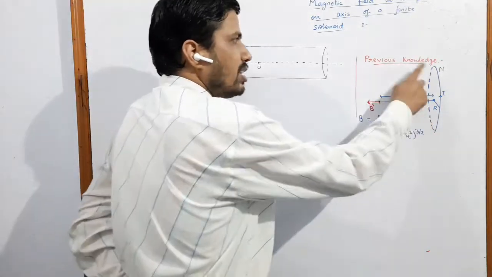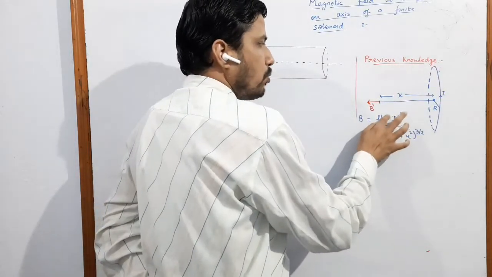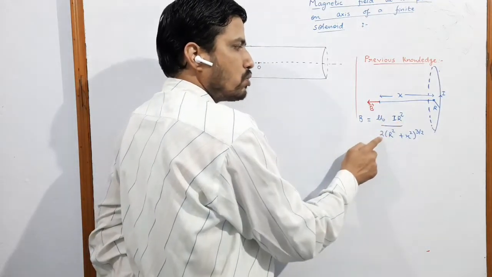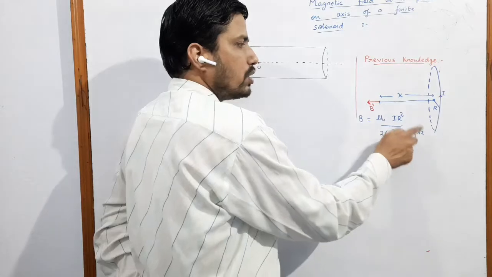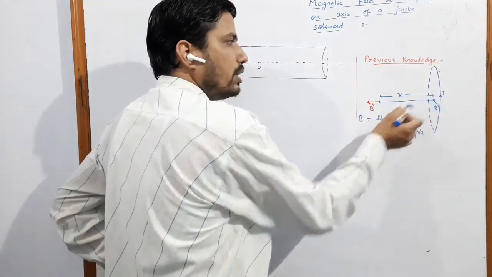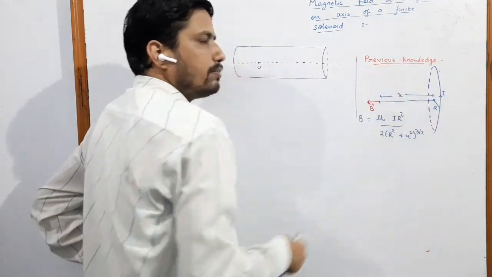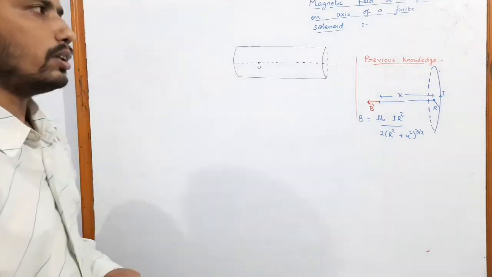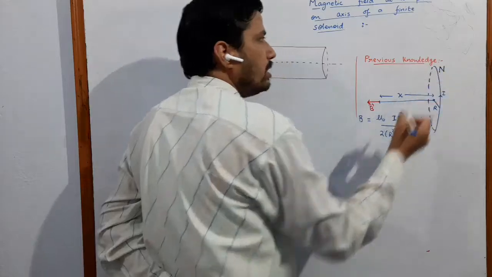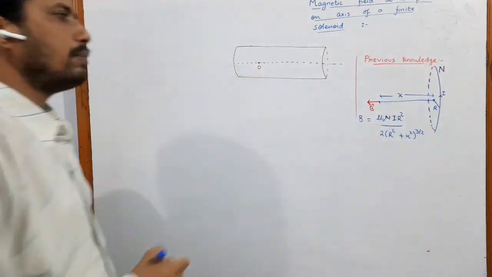So this is a circular coil with only one turn, suppose. Then the formula for magnetic field at a point on the axis is given by μ0 I r² upon 2(r² + x²)^(3/2), where x is the distance of this point from the center along the axis, r is the radius of this coil, and I is the current in the coil. Now, as I told, this is for one turn. If the number of turns in this coil be capital N, then this formula we will multiply with capital N.